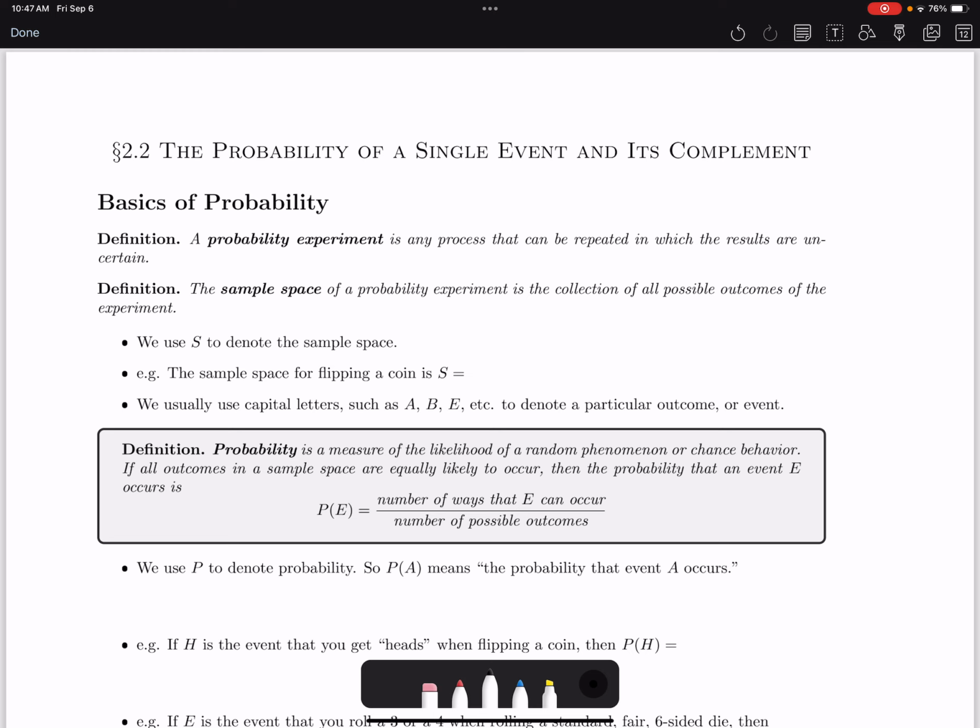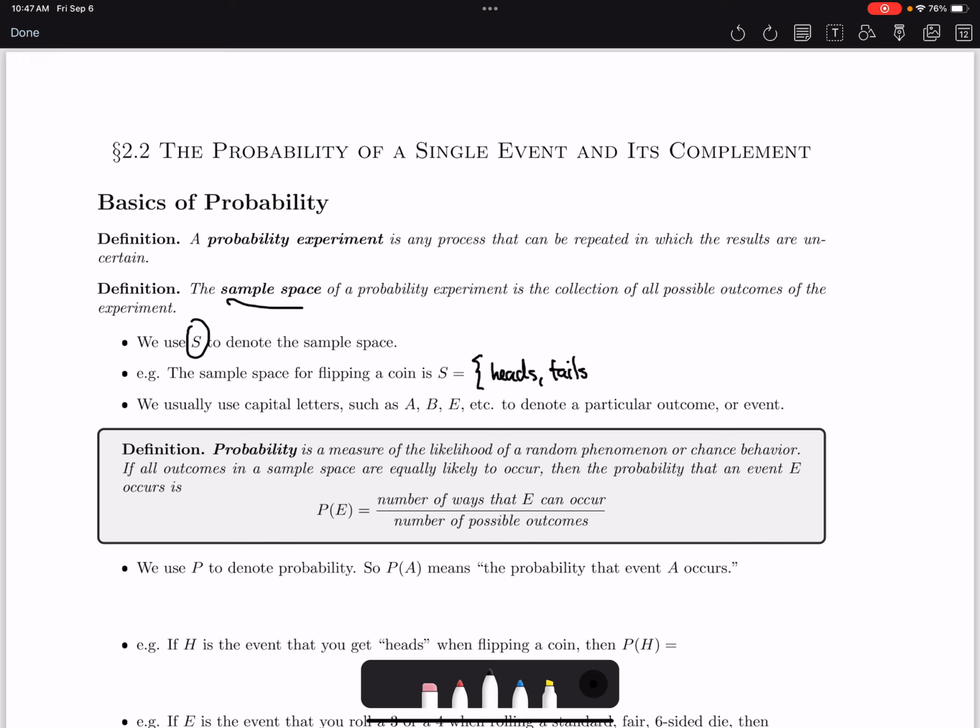Just the basic notion of probability is going to include the concept of a sample space, right? So first of all, a probability experiment is any process that can be repeated in which the results are uncertain. The sample space of a probability experiment is the collection of all possible outcomes of the experiment. And we'll typically use the letter S to denote the sample space. So for example, the sample space for flipping a coin would be S equals heads or tails.